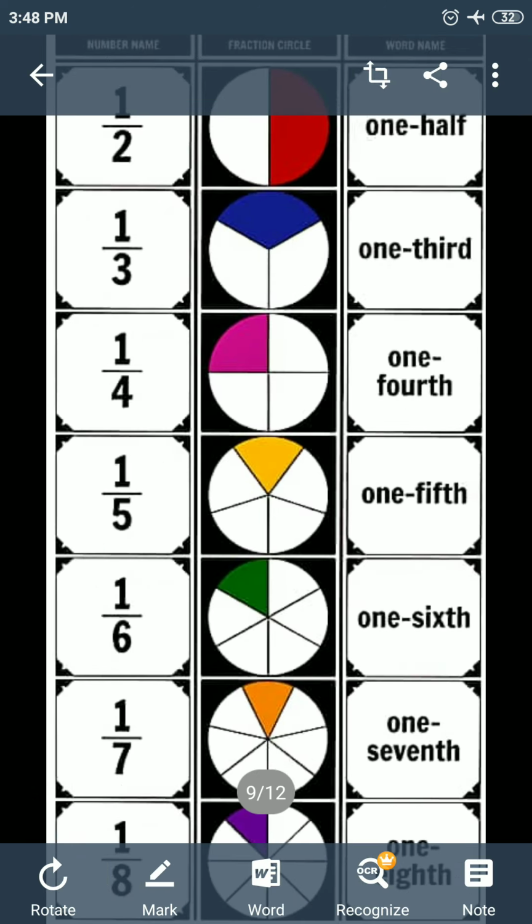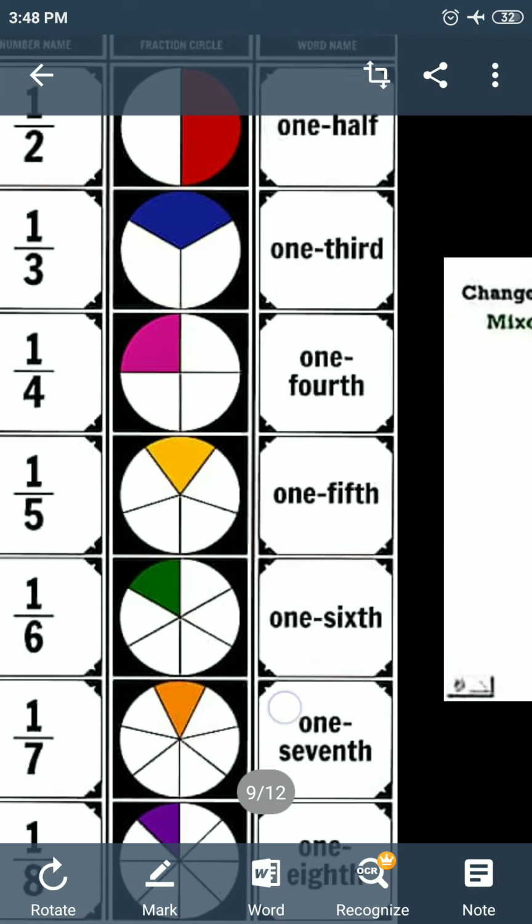Now unit fractions. Unit fractions are those fractions which have 1 as a numerator, like 1 by 2, 1 by 3, 1 by 4, 1 by 5, 1 by 6.